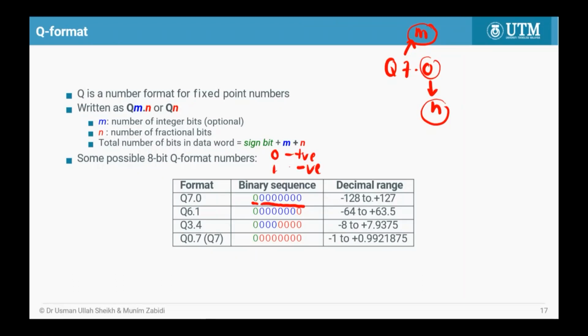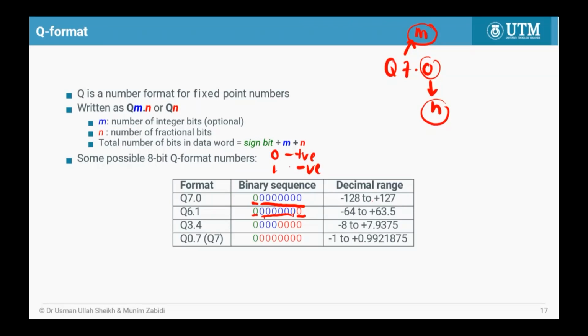Then if you use the Q6.1 format, you have 6 magnitude bits, or 6 integer bits, and 1 fractional bit, one decimal place. This is the fractional bit, this is of course the sign bit, and this is the magnitude, the integer bits. So the decimal range starts from -64 to +63.5.